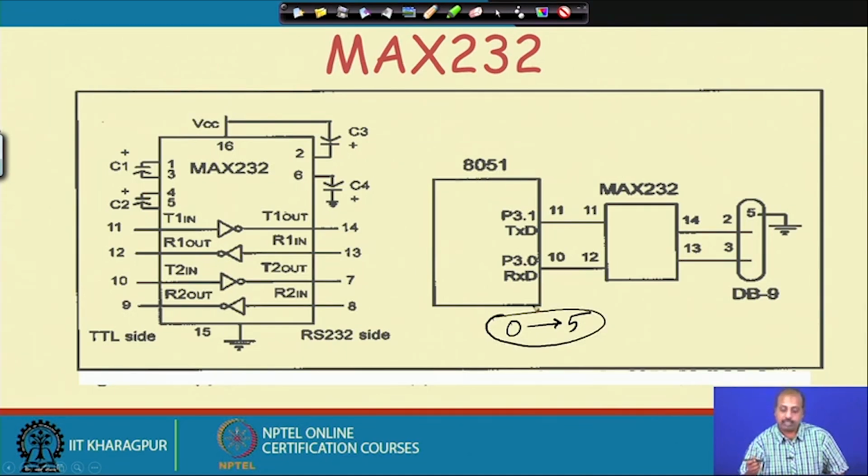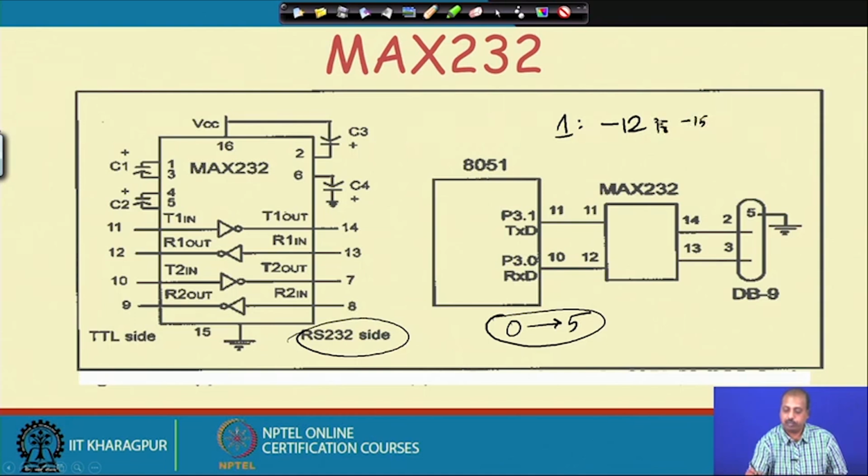On the other hand, serial communication protocols like RS-232C have different voltage levels. For logic high, the voltage level is minus 12 to minus 15 volts, and for logic 0 it is plus 12 to plus 15 volts. So, you see that this 8051 chip will not be able to provide these voltage levels.